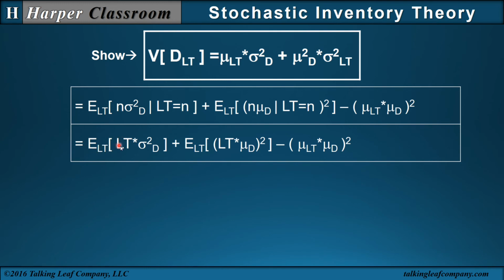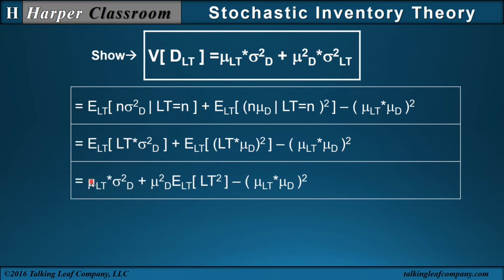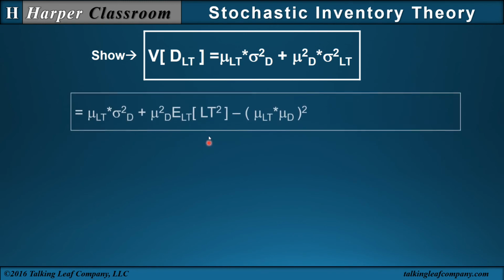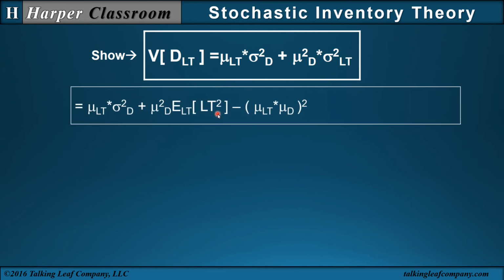The expectation of the lead time is just going to be the mean of the lead time. But here we have the lead time squared, and so we bring out the mean of the demand squared times the expectation of lead time squared. We bring that expression up.